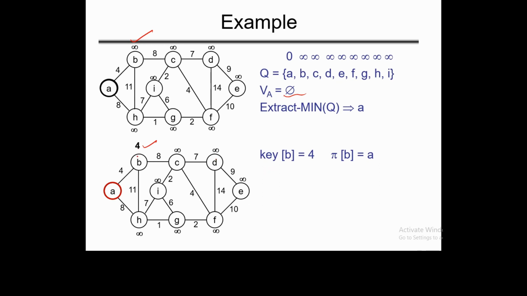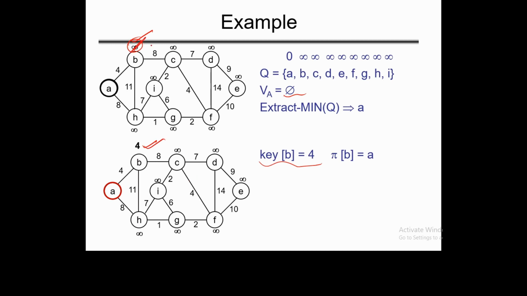So the key of B is modified here, and what will be the logic for modifying the key of B? If the new key is less than the previously allotted key, then the key of that particular node will be changed. Its previous key was infinity, and the new key is this edge weight, that is 4. So this will be updated.